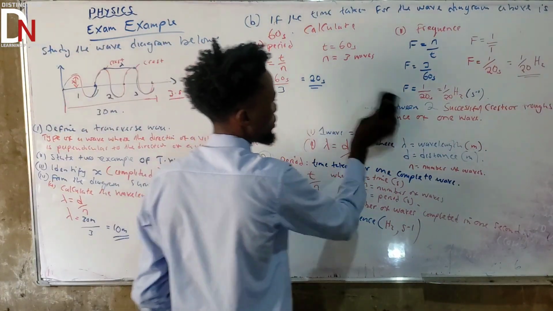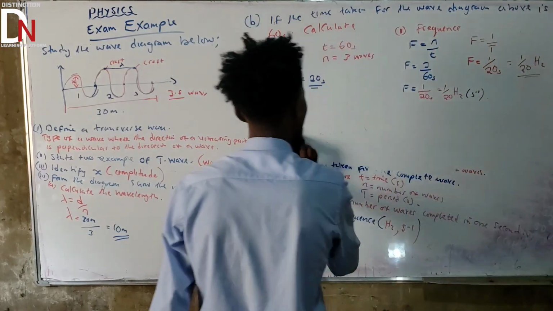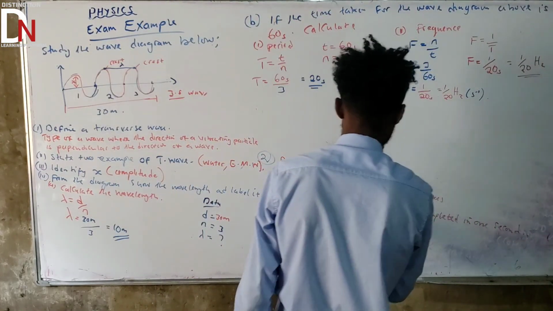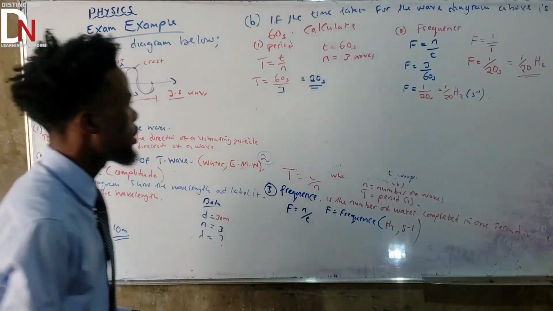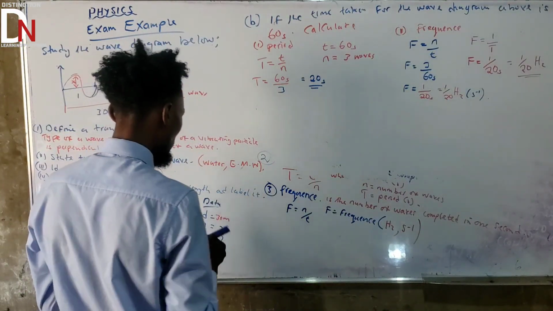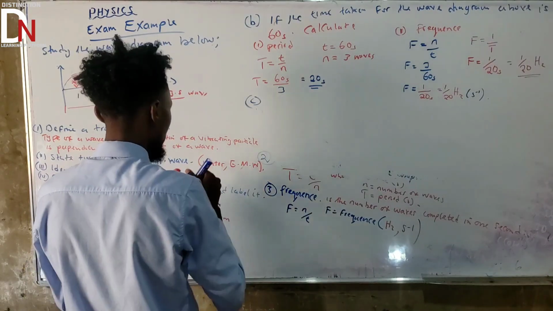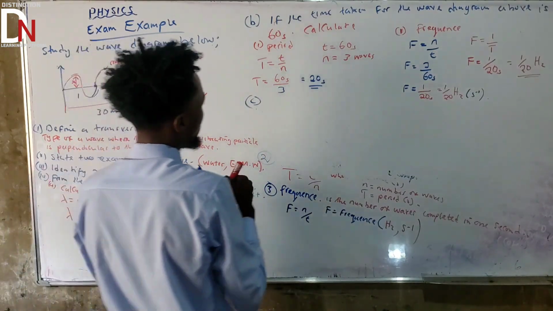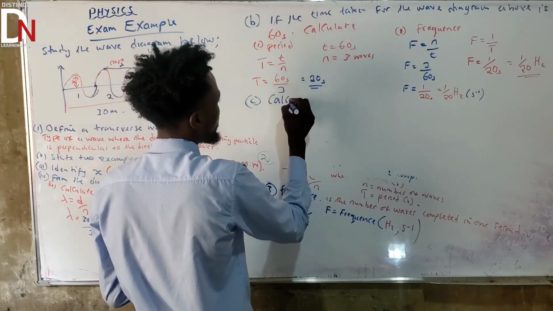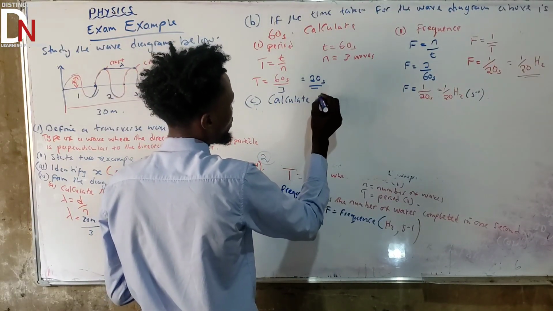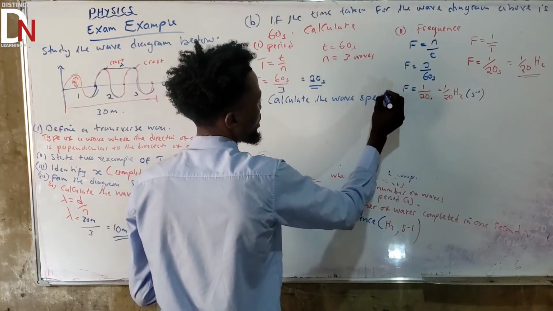The last question. Let's add the last question. Yes, let us add the last question. What is the last question now? So let's talk about wave speed. So what is the wave speed? Question C. Calculate the wave speed. So this is the last question that you can be asked.